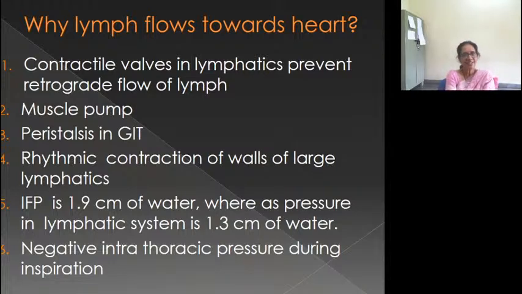So negative intrathoracic pressure during inspiration. During inspiration there is negative intrathoracic pressure. That means it sucks. Whenever it is negative, it sucks more of the lymph. That is why lymph is flowing towards the heart.